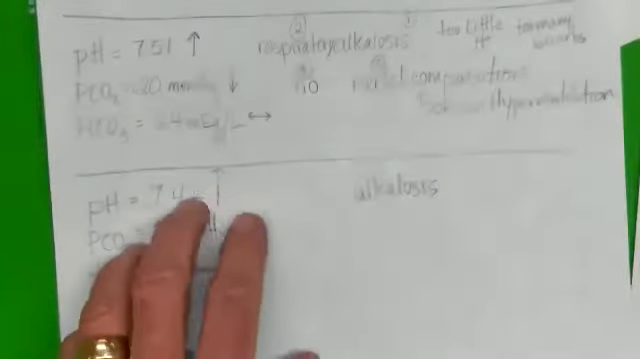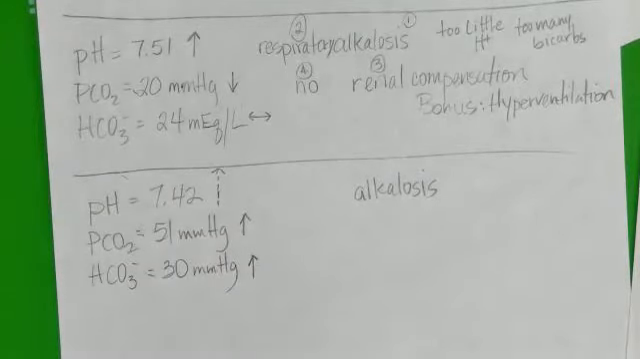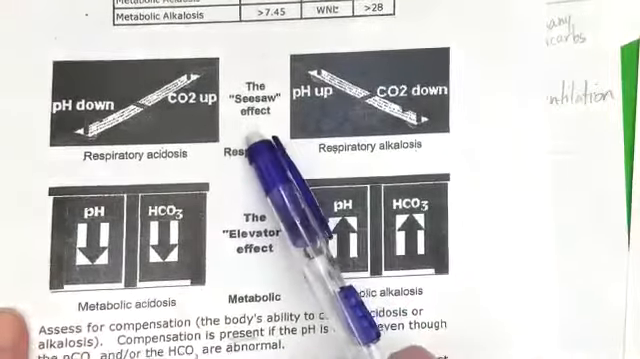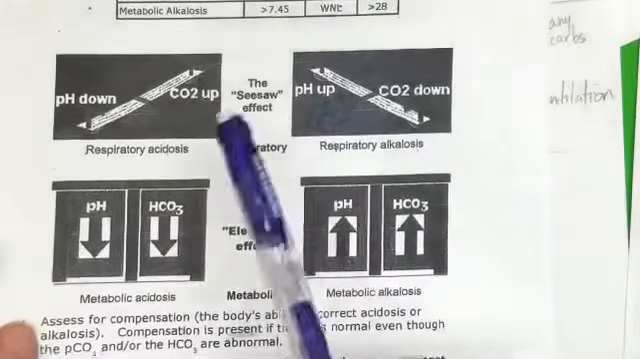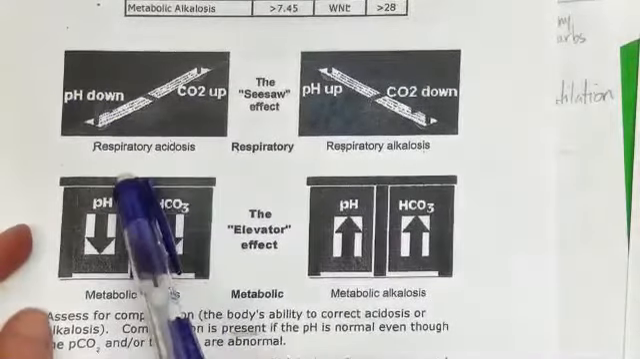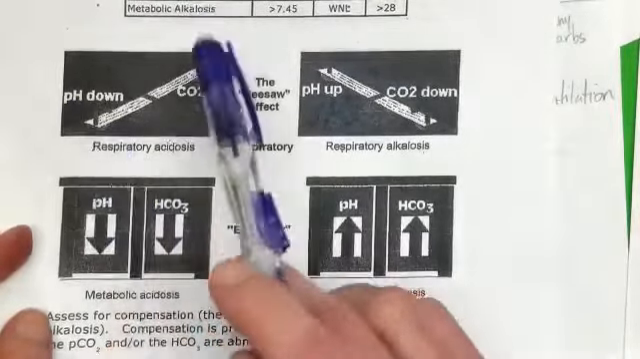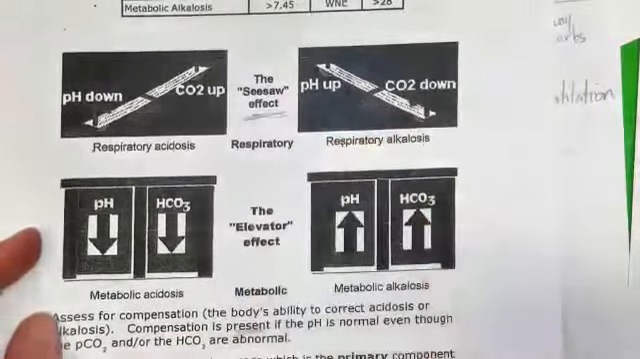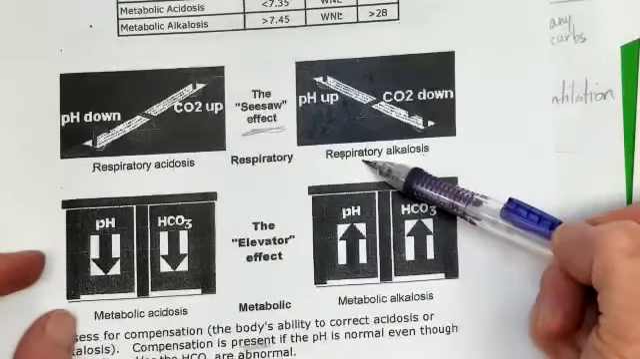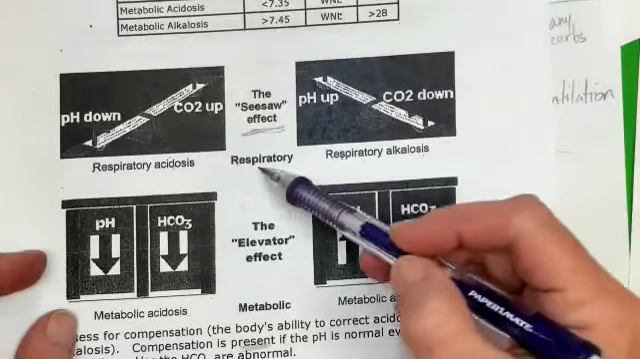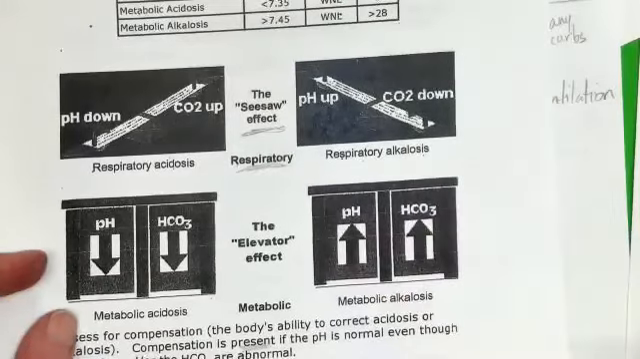So now I want to talk about the arrows and how the arrows can help you. So let's go to this page and let's talk about the seesaw effect and the elevator effect. So this has to do with the causes. If I'm in respiratory acidosis, my pH is down and my PCO2 is up. So my arrows go in the opposite direction, like a seesaw. If I'm in respiratory alkalosis, my pH is up, but my PCO2 will be down. So if it's a respiratory cause, my arrows will always go in the opposite direction.